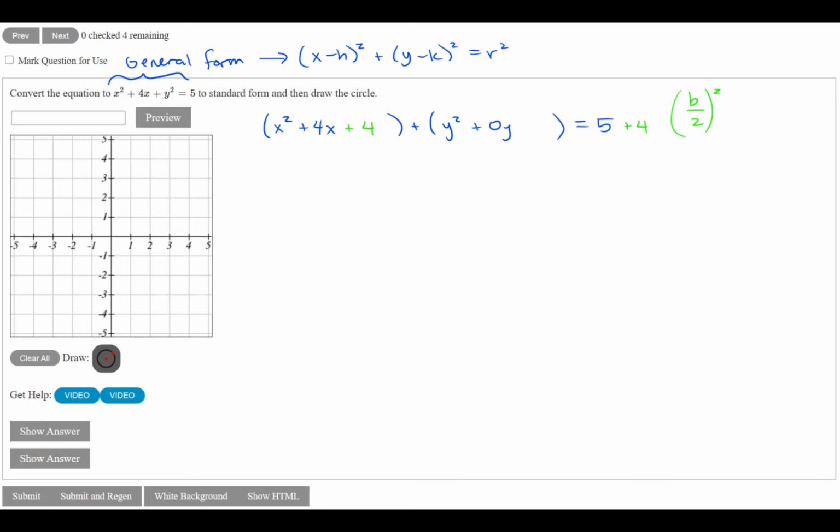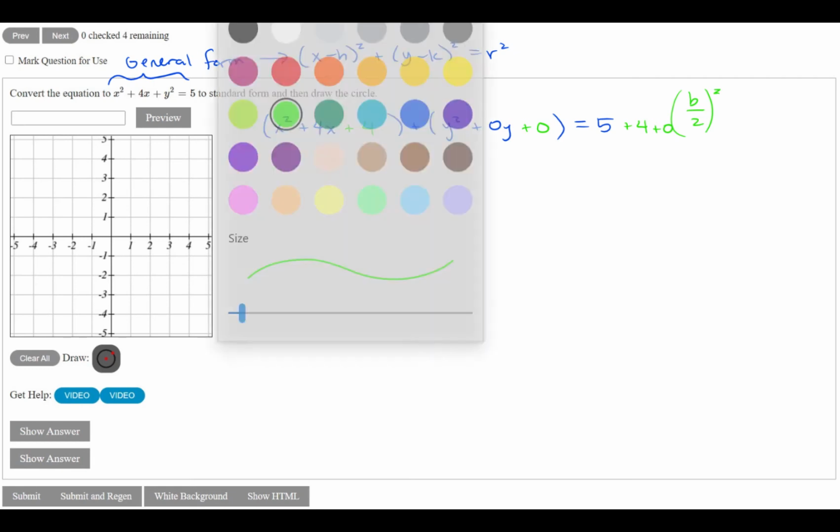In the y variables, I have a 0 times y. And this is the only reason I wrote it in, just so you can see why this works the way it does. But I take 0 divided by 2, which is 0, and then square that, and it's still 0. So then I add 0 here.